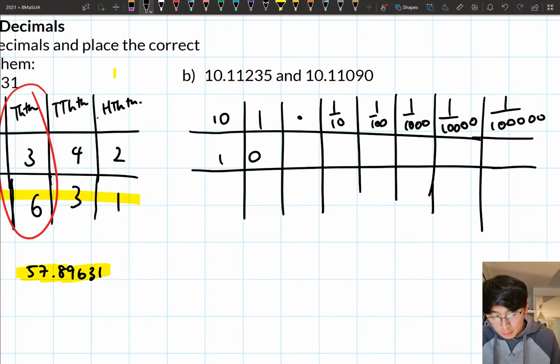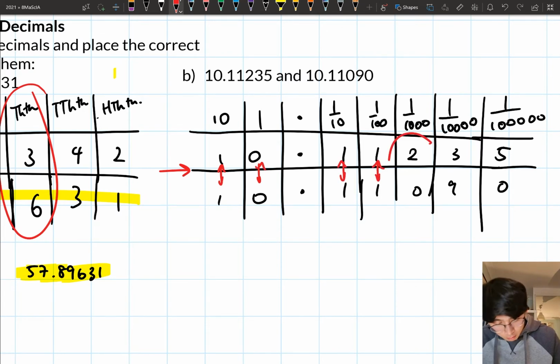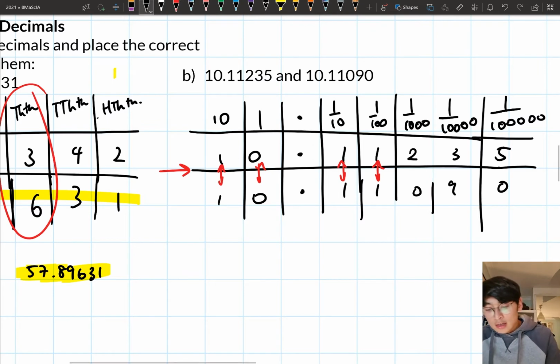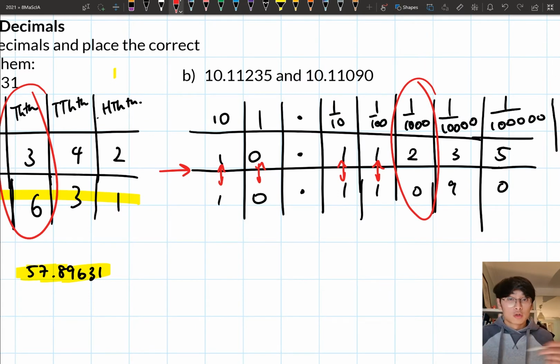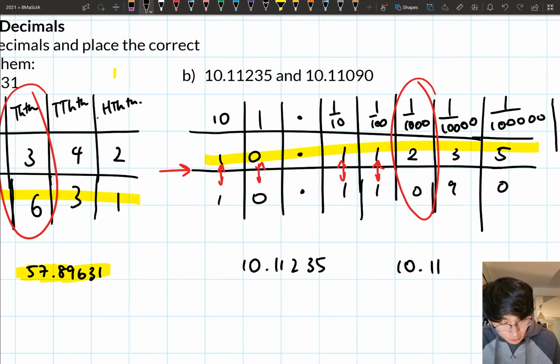Okay, so let's fill in the numbers. The first one was 10.11235, and the next one was 10.11090. Okay, cool. Now we're going to compare those numbers. We start from the left and go to the right, and see where we have the first difference between those two numbers. Here, the ones are the same, the zeros are the same, the ones are the same, and we look at the thousandths column again. There is a difference between those two numbers. We've got a 2 and a 0, and we want to compare them. Which one is bigger? Well, 2 is bigger than 0, so I'm going to say that the first number is bigger than the second number. So what I'm going to write is 10.11235 and 10.11090.